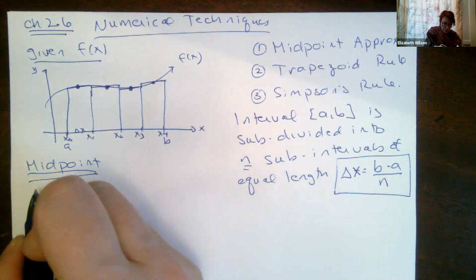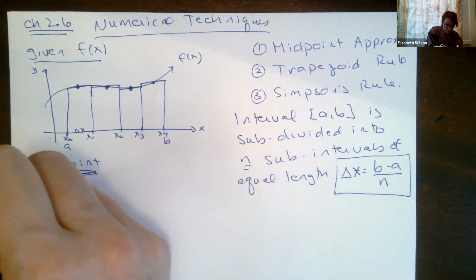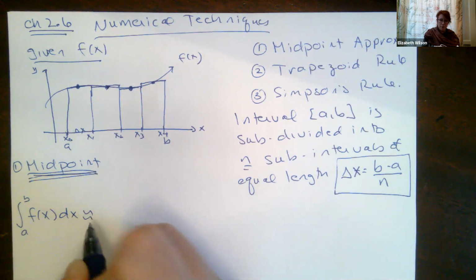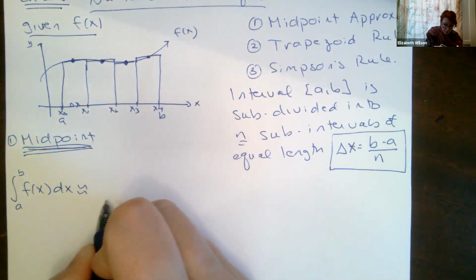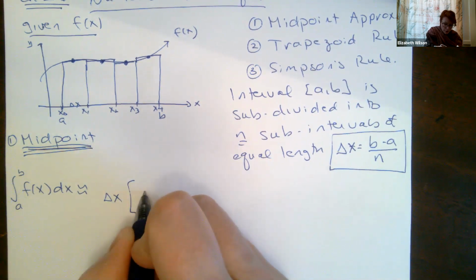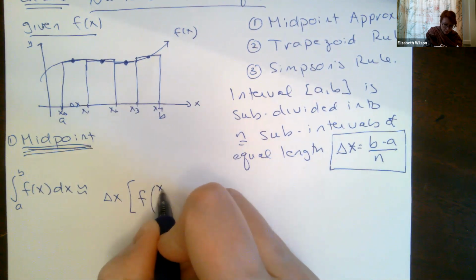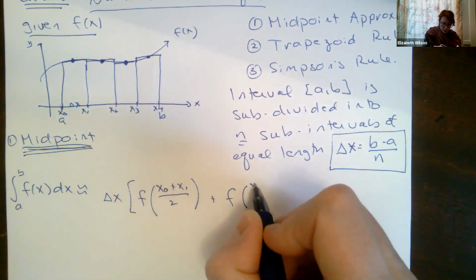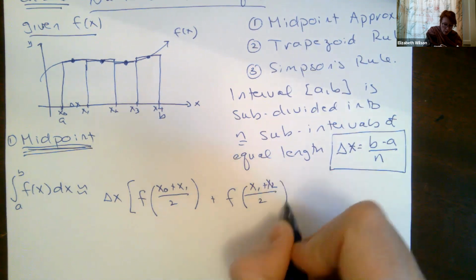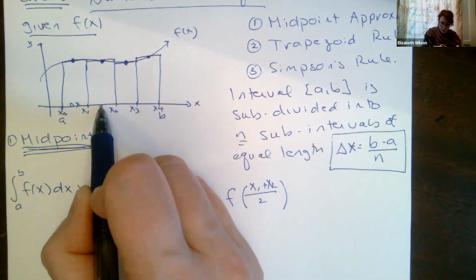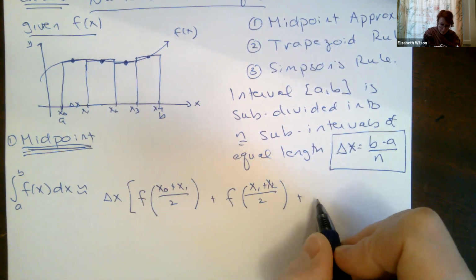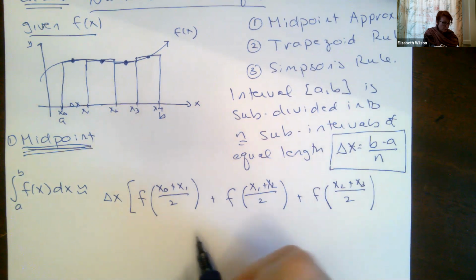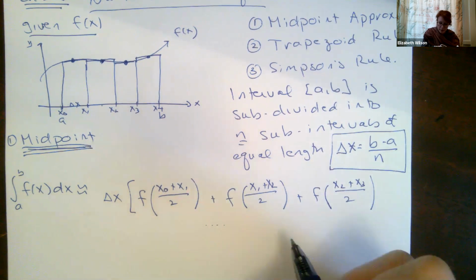Okay, so let's talk about the midpoint. What's our formula for the midpoint? If I'm integrating from a to b my function f of x dx, and I want to represent it with a midpoint approximation, it's going to be delta x, our width, times the function evaluated at my first midpoint, plus the function evaluated at x1 plus x2 divided by 2, my second midpoint, plus the function evaluated at x2 plus x3 divided by 2, and so on and so forth, for however many n's we have.